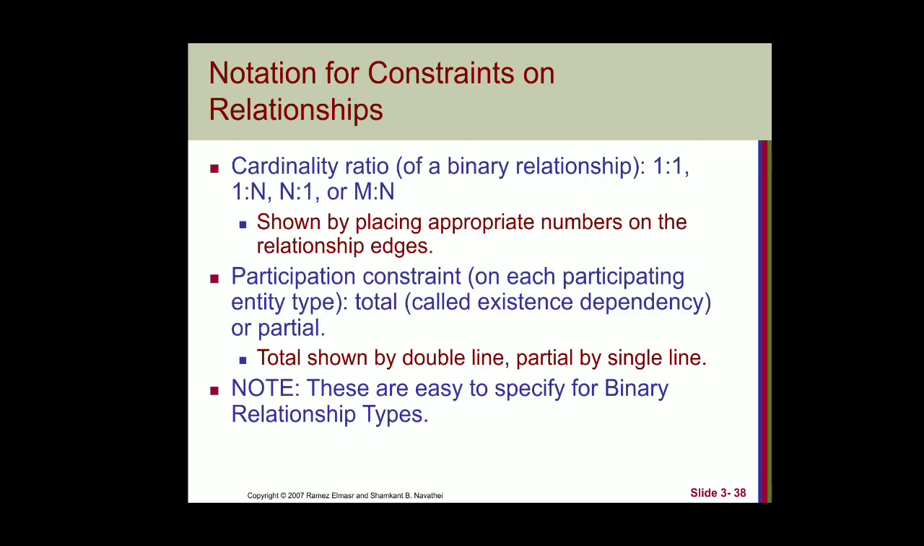Then notations for constraints on the relationship, cardinality ratio. We can make use of 1:1, 1:n, n:1, or m:1, and it is shown by placing appropriate numbers on the relationship edges. Then we have something known as participation constraints on each participating entity type. Here we have total dependency or partial dependency. Total dependency is shown by the double line, and partial dependency is explained through the single line.